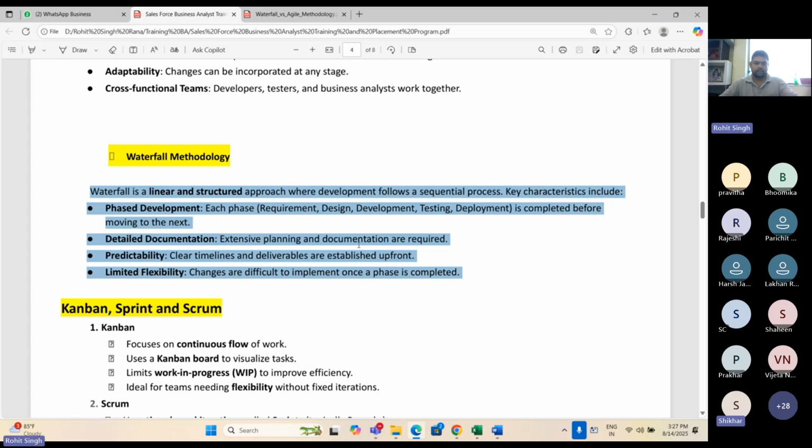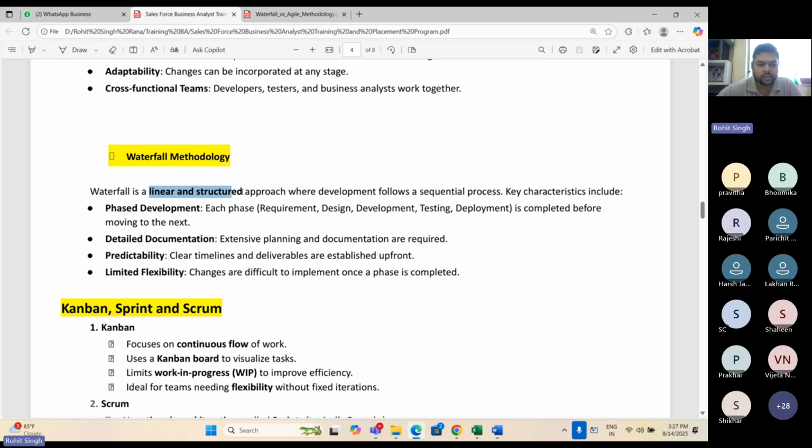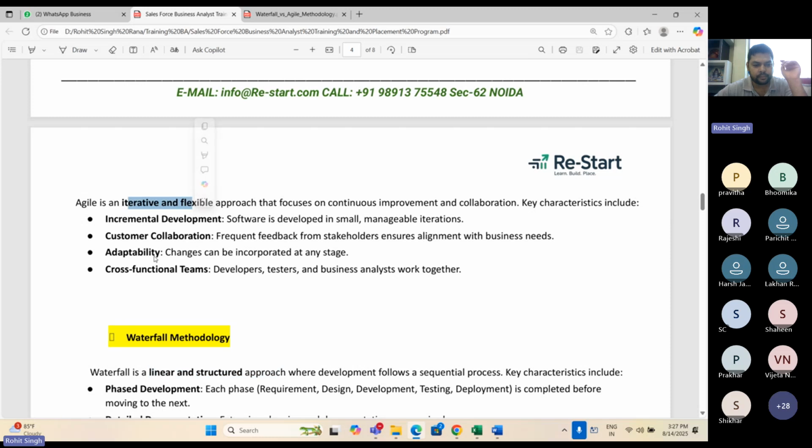ठीक. Yes, guys. So that is what exactly waterfall is all about. ठीक है. It's a linear and structured approach. यानी कि it's a sequence. Sequence तो waterfall में, I'm sorry, agile में भी है. लेकिन agile में you are doing planning, design, development, testing, deployment for one feature and for another feature and for another feature, for one project, for multiple projects, for one functionality, for another functionality. So cross-functional. But waterfall is linear.